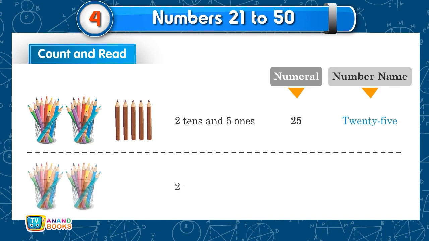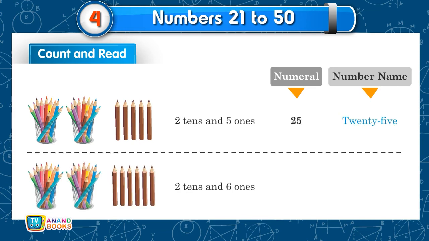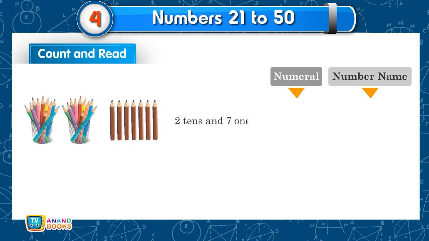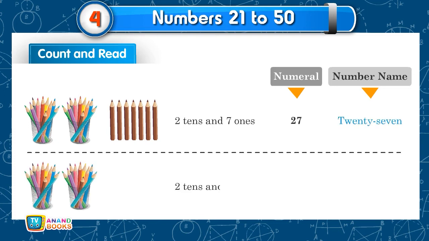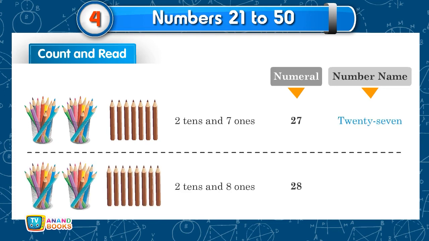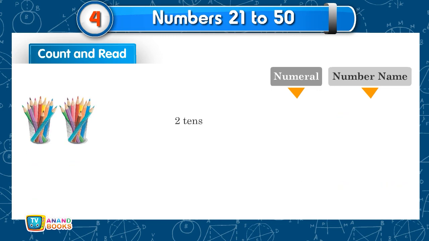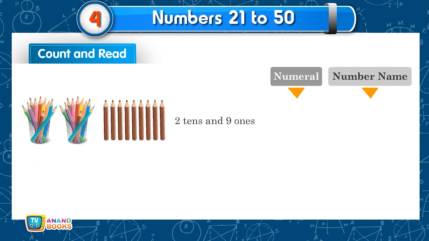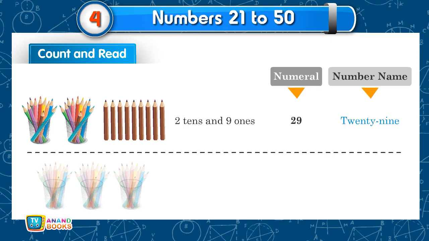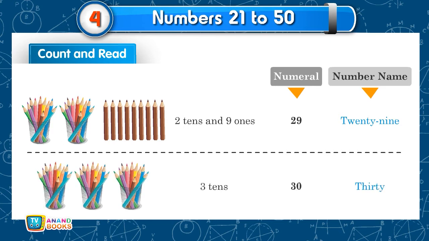25. 2 tens and 6 ones, 26. 2 tens and 7 ones, 27. 2 tens and 8 ones, 28. 2 tens and 9 ones, 29. 3 tens, 30.